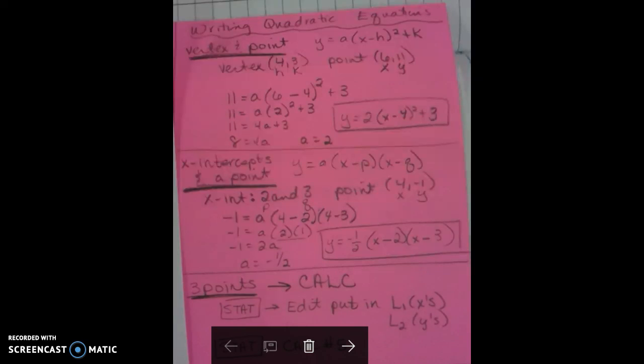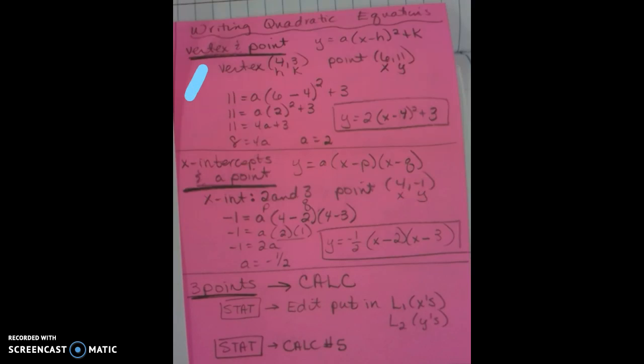Okay, what you need to turn to now is one of the last areas we have that only has 3. Okay, and so we're working with writing quadratic equations. The first one is having a vertex.